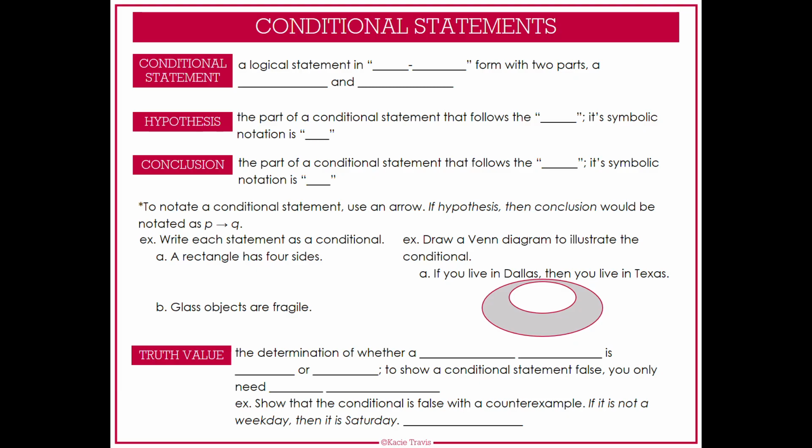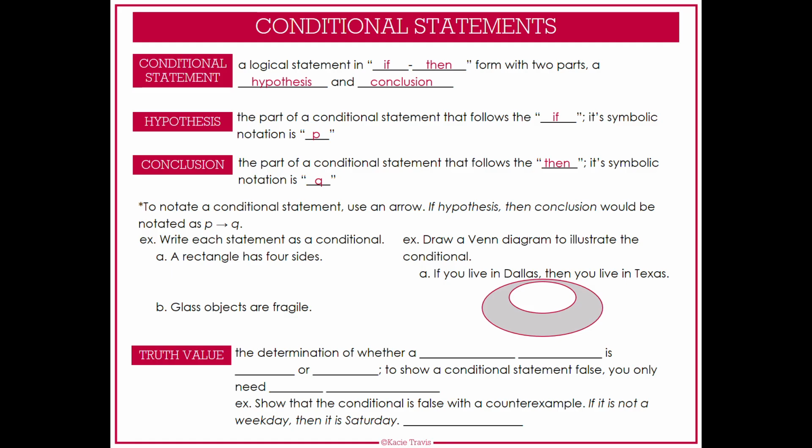All right, so starting off, what are conditional statements? These are logical statements in an if-then form with two parts, a hypothesis and a conclusion. So your if part, that is your hypothesis. And when we write this up in symbol notation, we usually call this P. Our then part is the conclusion. And in symbol notation, we usually call this Q.